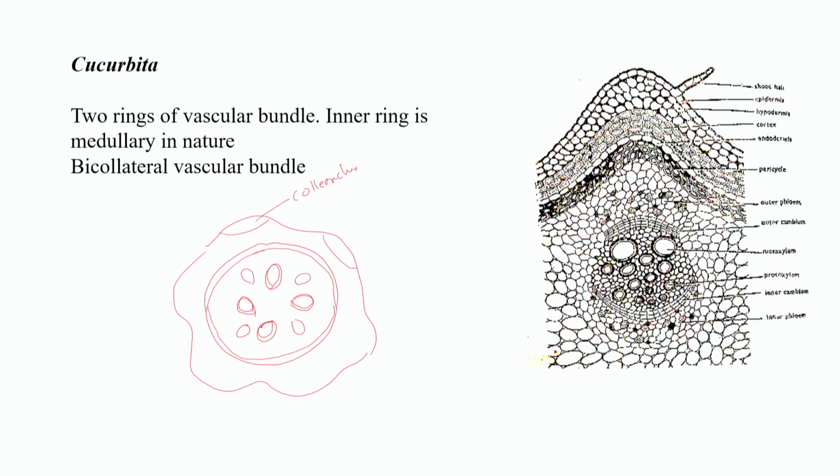Now, one important feature which we have discussed before also, is that the vascular bundle of Cucurbita is bicollateral. That means phloem and cambium are present on both sides. So here you have cambium and phloem, and xylem is present in the center. So this is cambium, this is phloem, and this is xylem. So you will find two rings of vascular bundles, and they are bicollateral.